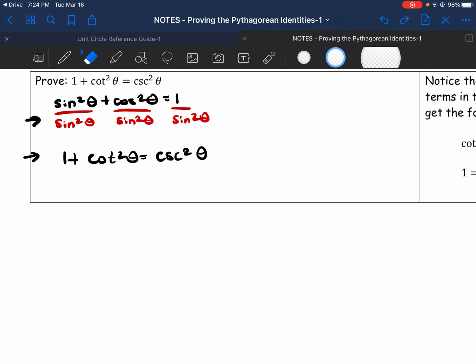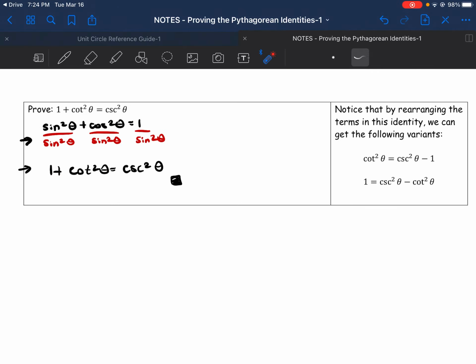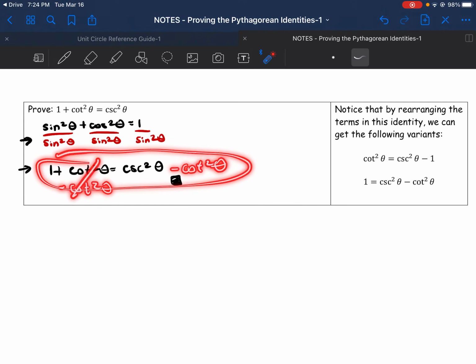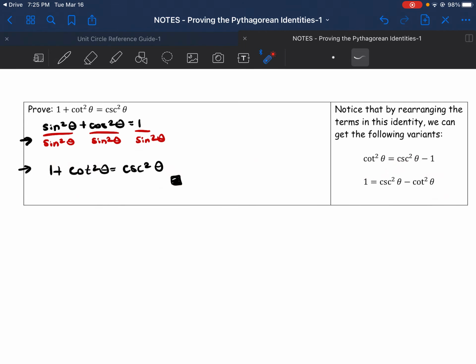Oh, I wanted a laser pointer. There we go, right there. That's the exact result we wanted to prove. Let's put our little end-of-proof rectangle. And then once again, real quick, notice that if we rearrange this equation, we can get these variants right over here. First one by subtracting 1 from both sides. Got that right there. And we can also subtract the cotangent squared from both sides. And that'd give you this variant right there, okay?